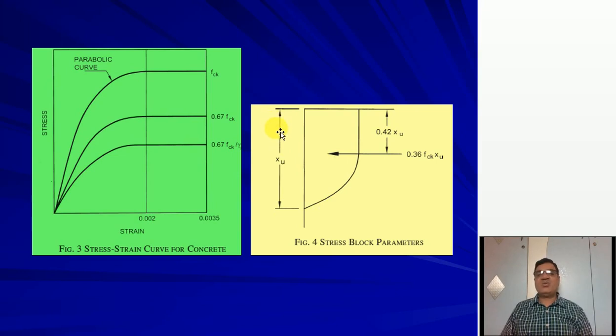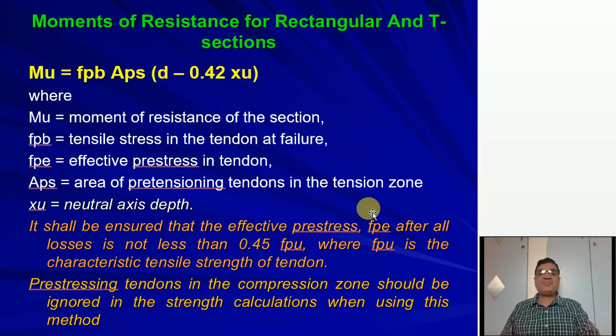So here XU is the depth of the neutral axis. 0.4 XU is the depth of total compression from the top face, and this is 0.36 FCK into XU. It is the total compressive force. This stress block diagram is the same as that of the RCC section, and we use what is given in IS 456.